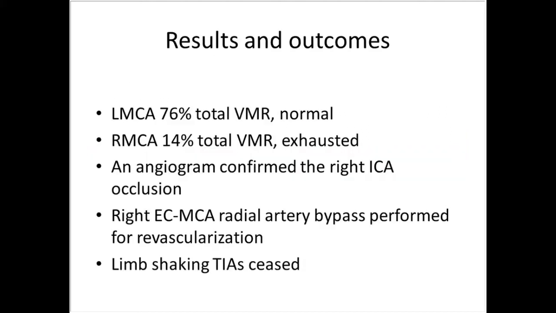So after we calculated out his VMR, we see that the left MCA was 76%, which was normal, and the right MCA was 14%, which was exhausted. He had an arteriogram that confirmed the right ICA occlusion, and so he went for revascularization surgery. He had an extracranial to MCA radial artery bypass, and his limb shaking TIA ceased.